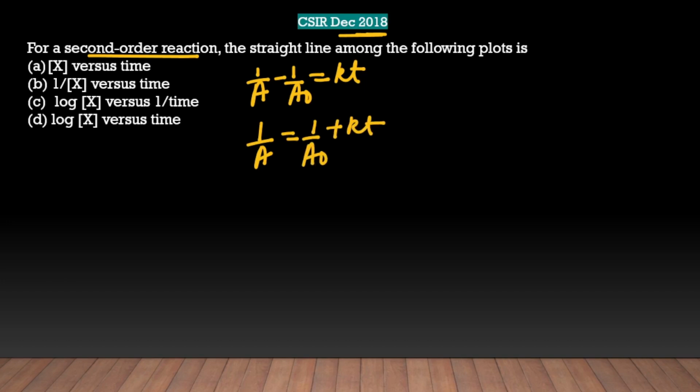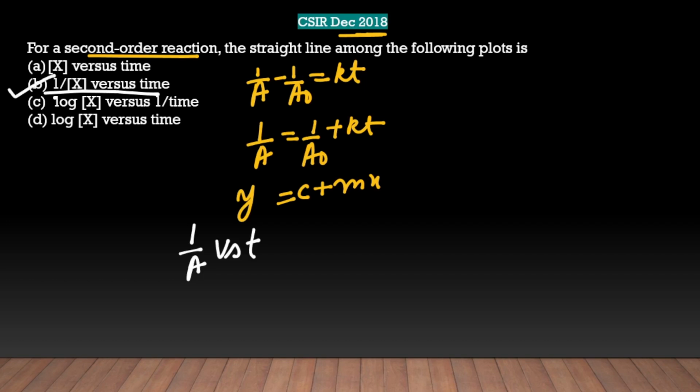If you have a plot of 1/[A] versus time, it fits y = mx + c. For the plot of 1/[A] versus time, we are getting a straight line. So 1/[A] versus time gives us the correct straight line for the second order. Option B becomes the correct one.